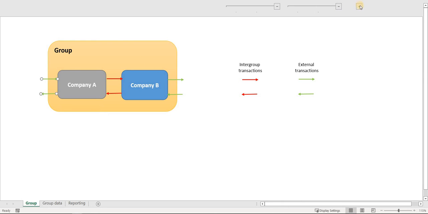Now, when we think about consolidations, what we try to do is only report on the transactions that took place outside the group, not within the group. So we write consolidation journals for that, and these journals are basically going to eliminate the transactions that took place between the companies in the group, so that only the transactions that were external to the group are reported on.